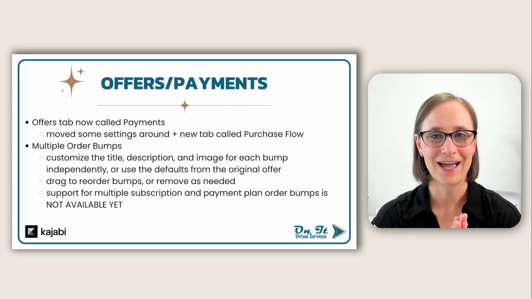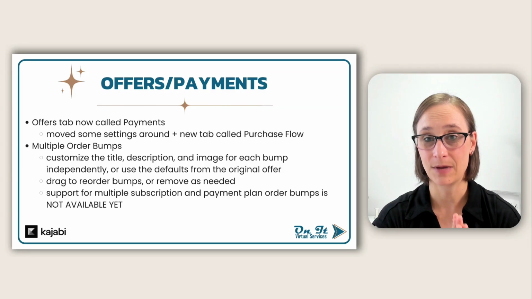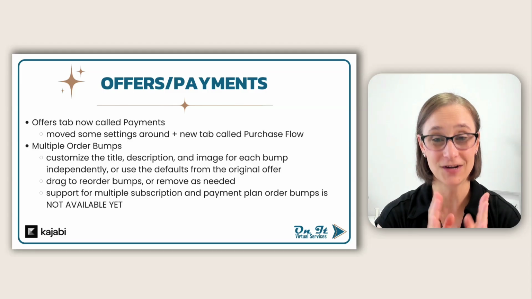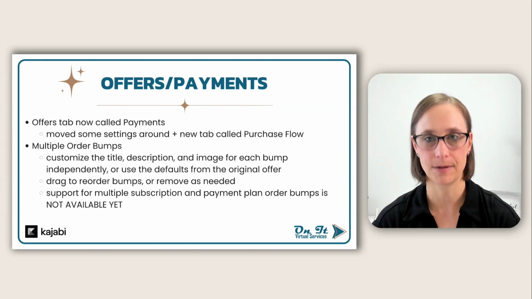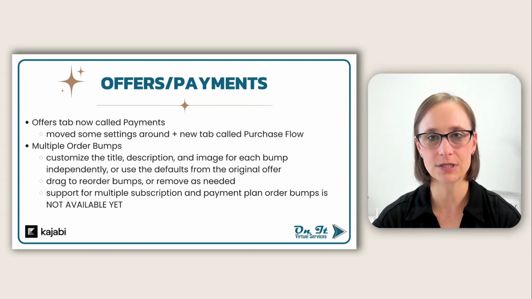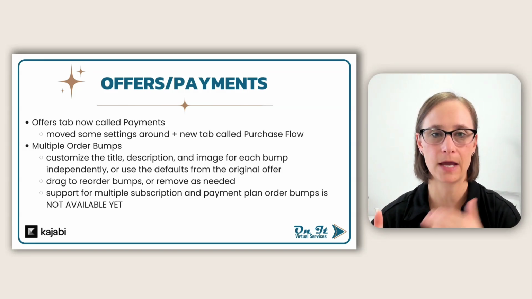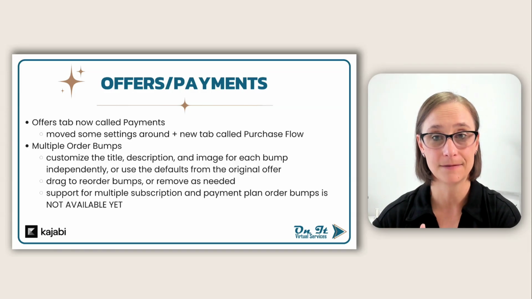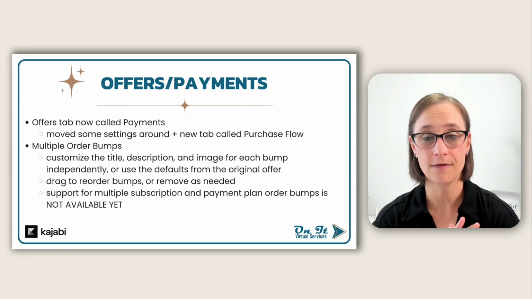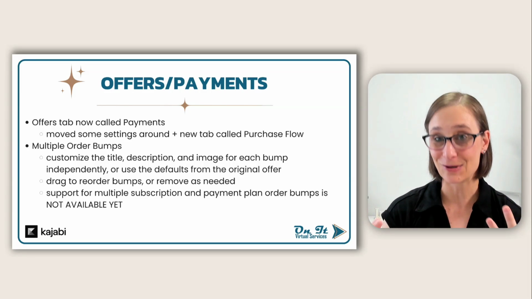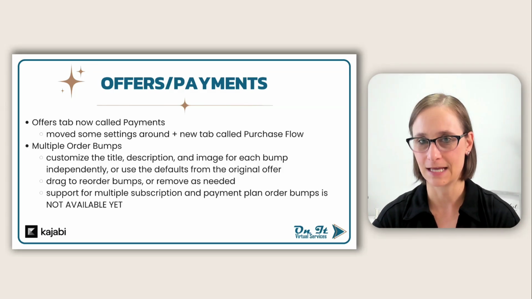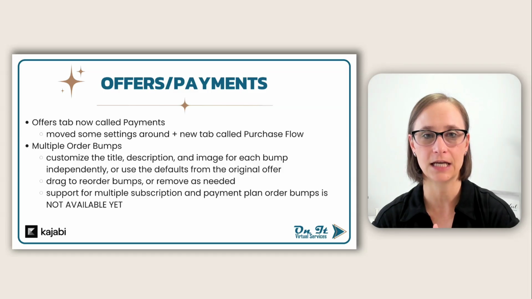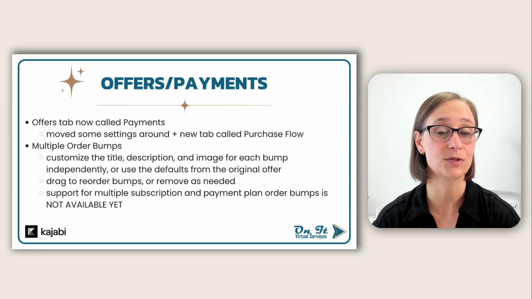Now, just note that these offer bumps only work for one-time payments. They don't have the functionality just yet to apply them to a subscription plan or to a payment plan. Okay, so for one-time purchases, you can add multiple order bumps. Now, I haven't checked out what the limit is on how many you can add. I'm sure there's a limit. There must be. I don't know what it is just yet. So that will be something you'll need to dig into if you are planning to do multiple order bumps.